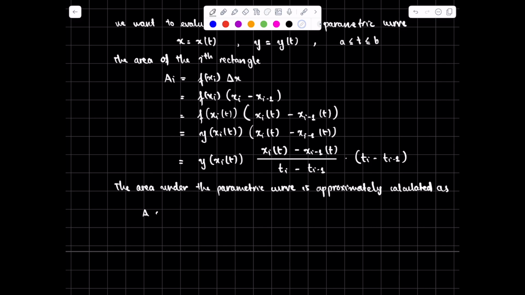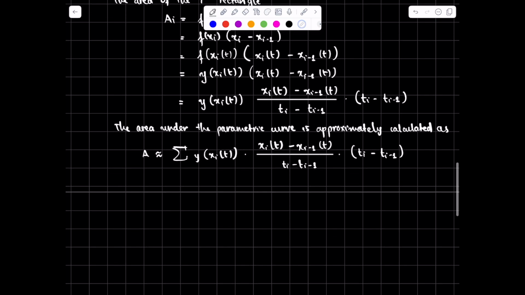so you have A is approximately equal to the sum of y of x sub i of t times x sub i of t minus x sub i minus 1 of t divided by t sub i minus t sub i minus 1. Right, so i minus 1 is the subscript. Multiply with t sub i minus t sub i minus 1 for i going from 1 to n. Again, n is the number of rectangles that you want to use in the approximation.